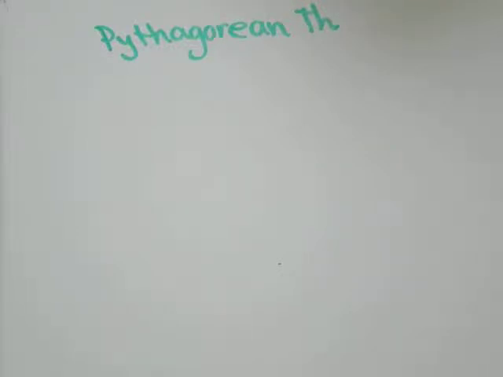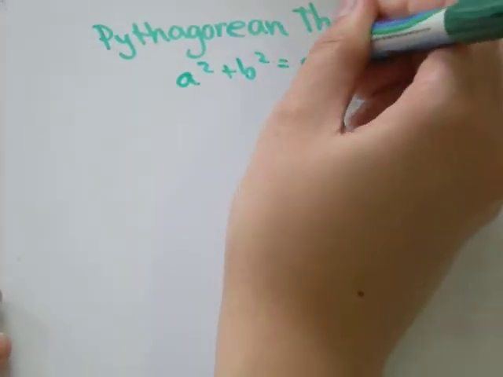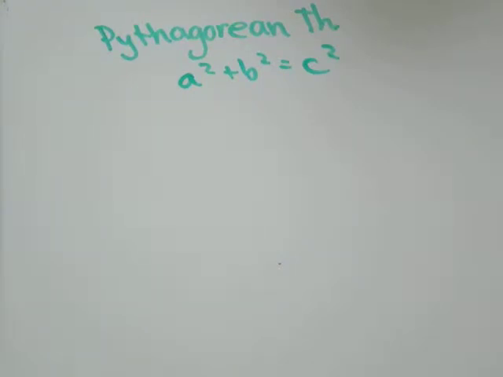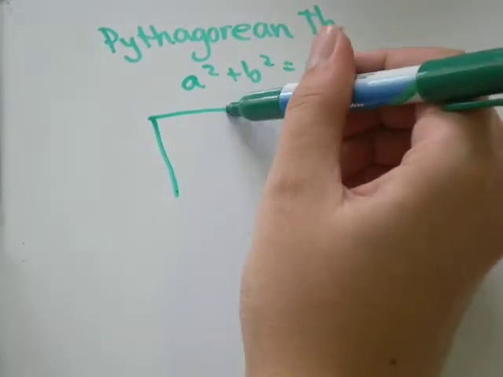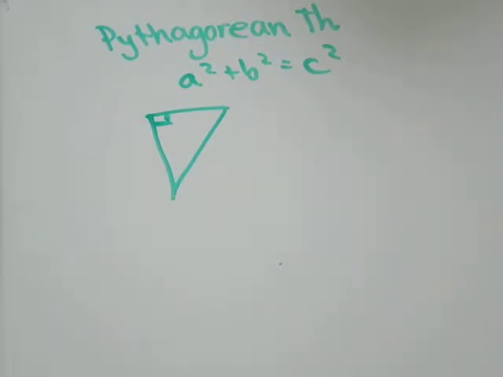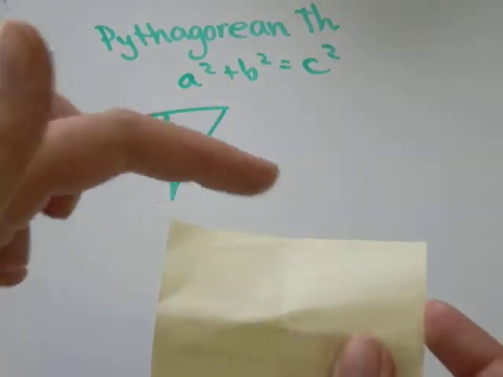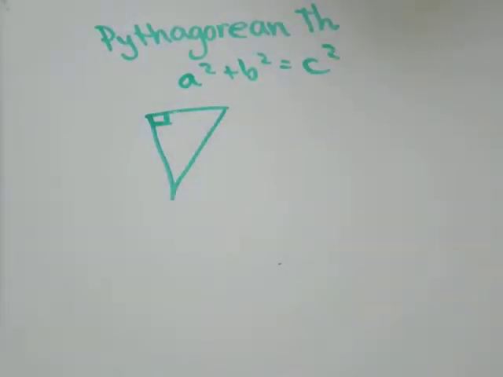Hey everyone, in this video we are talking about the Pythagorean Theorem, which most of you probably know as a squared plus b squared equals c squared. So you can only use the Pythagorean Theorem if you have a triangle where one of the angles in it is 90 degrees. If you have a triangle that looks something like that, that corner is the 90-degree angle. It looks like if you had the corner from a piece of paper, it would fit in there pretty nicely.